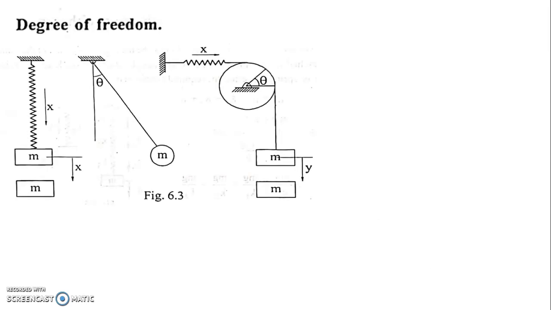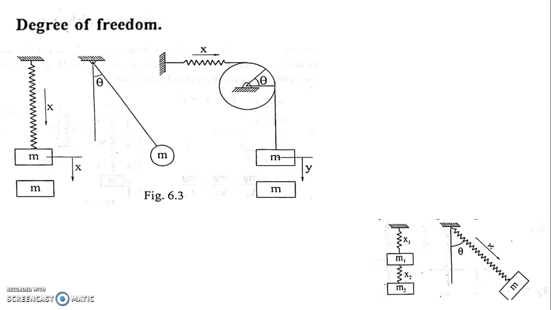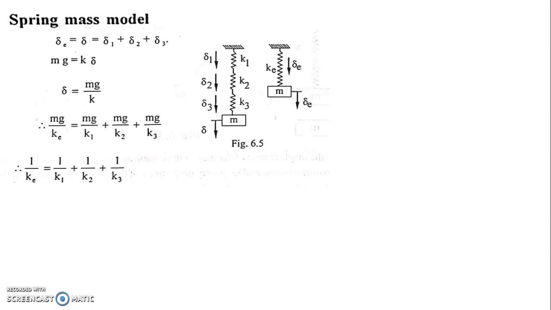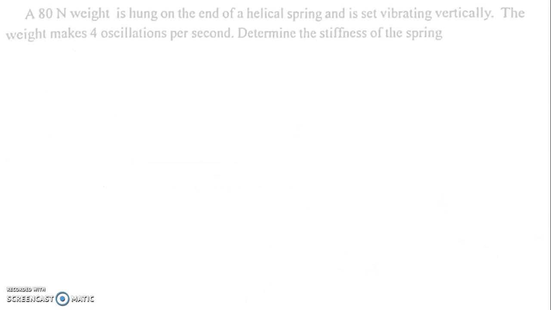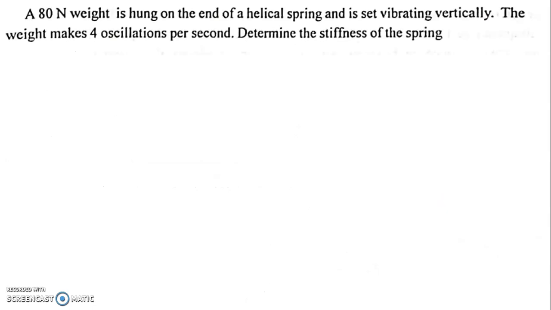And after that we have discussed the degrees of freedom. We have discussed the single degree of freedom and a multi-degree freedom. And after that we have derived an equation for spring mass model connected in series and parallel. In today's class we will be discussing some problems in connection with the spring mass model and degrees of freedom, natural frequency of vibration. Here is our first problem.